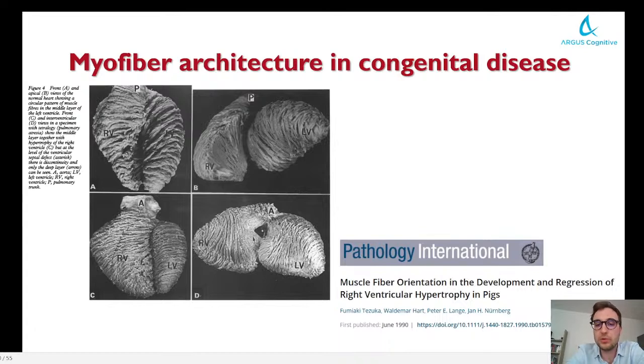Also, there are some acquired causes actually of the changes in myofiber architecture. In the pressure overload model of pigs, a previous study showed us that actually the muscle fiber orientation changes with the pathology, and probably it will lead to changes of the right ventricle mechanics as well.